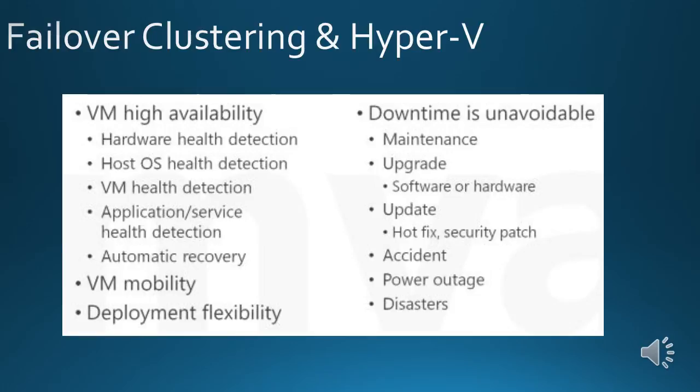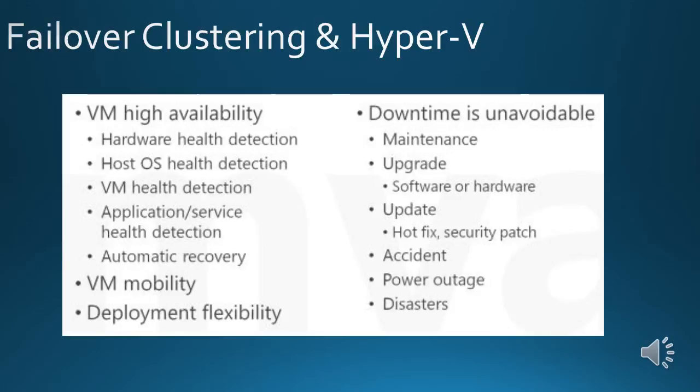private cloud. Failover clustering provides VM high availability by detecting the health of not only the VMs but also the operating system running inside the VMs. If there's a user mode hang or a blue screen, you can immediately notice this and then take a corrective action, such as restarting that VM on the same host or even moving it to a different host.